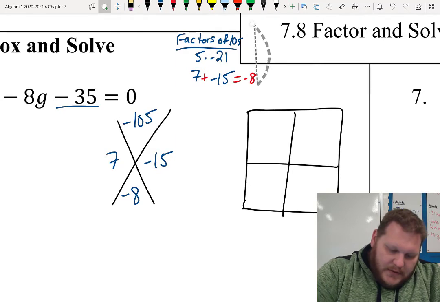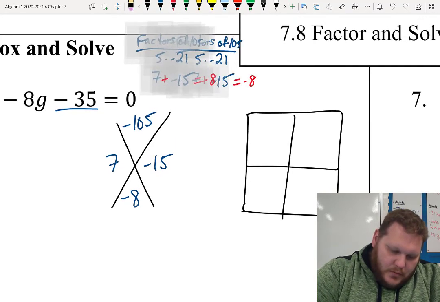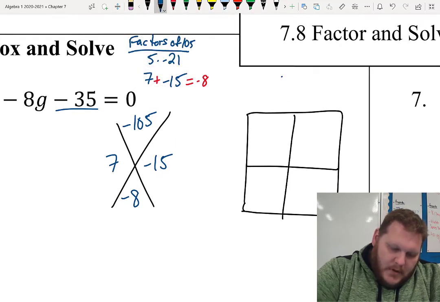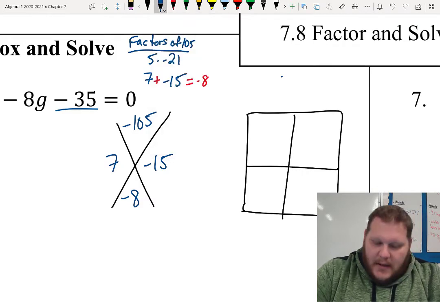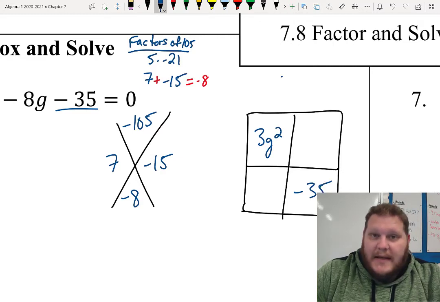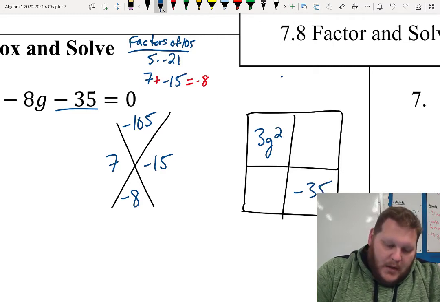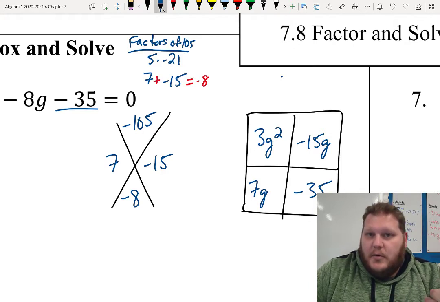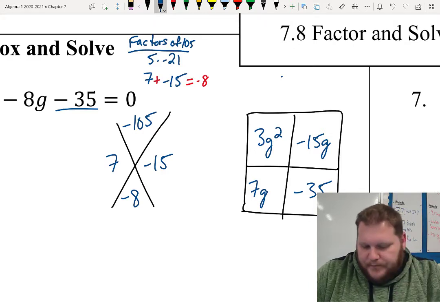I'm going to have to move this over here a little bit. There we go. So in my box, again, top left corner is always my first term. Bottom right is always my last term. And then those 2 that I just figured out, negative 15 with the variable attached to it and 7 with the variable attached to it, go in my other two corners. It doesn't matter which one's which.